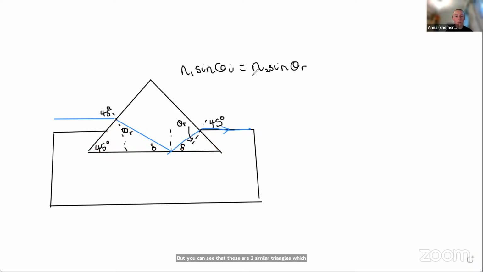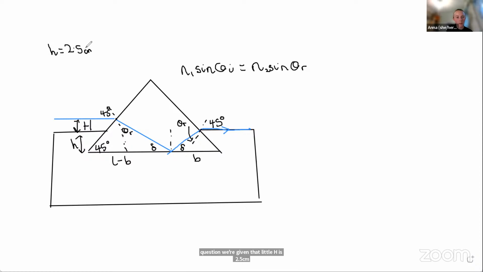And what we'll do is we'll label the different lengths. If the total length here is L, if we call this length B, then this length will be L minus B. And we can call this height above the surface big H, because in the question we were given this, which is little h. And in the question we're given that little h is 2.5 centimeters. And we're trying to find big H in this limiting case.